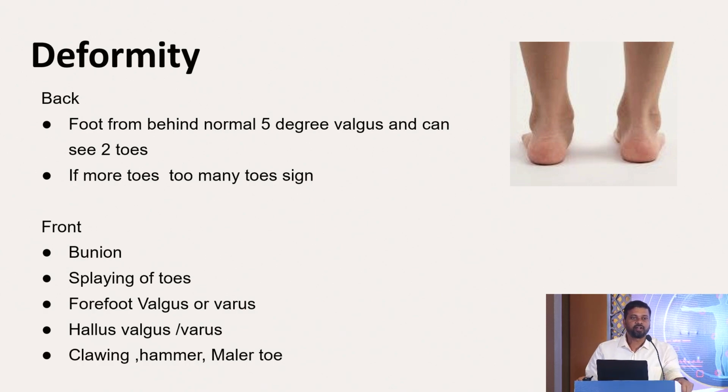From front, we can see the bunion formation. If there is hallux valgus deformity because of friction or footwear, a patient can develop the bursa, splaying of the toes, then forefoot valgus or varus deformity. What is valgus varus? Any one of you can tell. It should be more interactive.